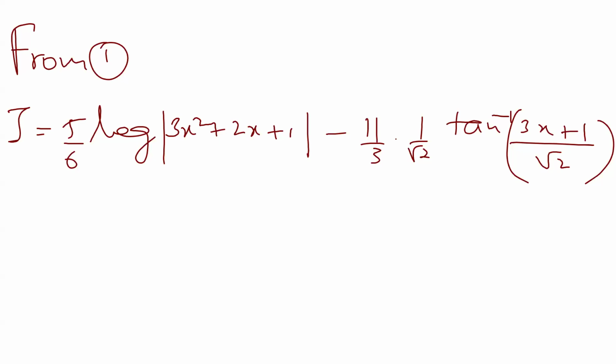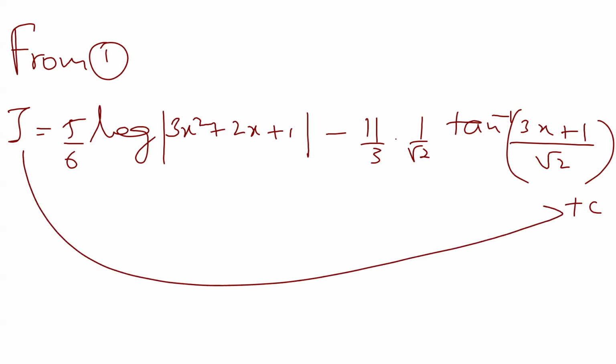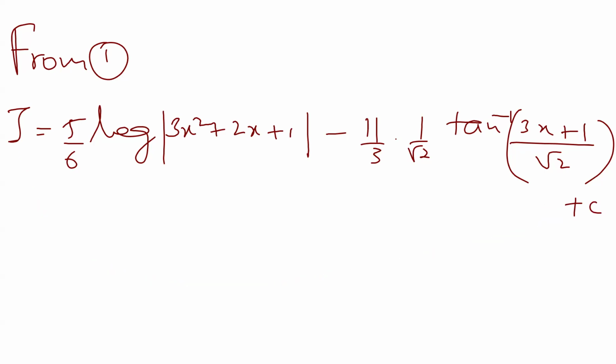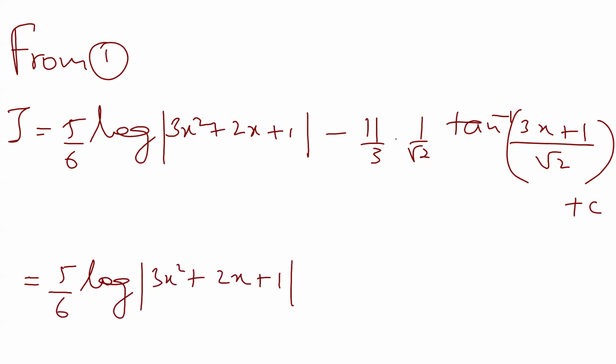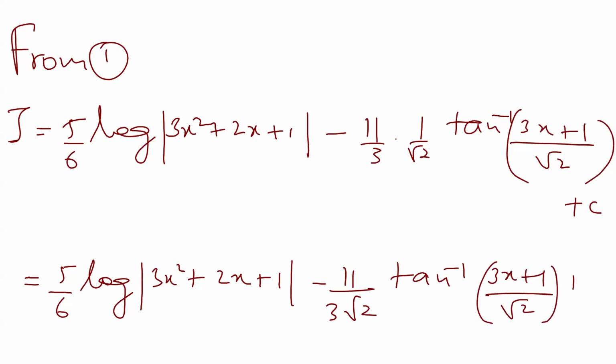So this will be written as plus c, because it is I we will have plus c. If it is I1, write c1. Now the last step: 5 by 6 log mod 3x square plus 2x plus 1 minus 11 upon 3 root 2 tan inverse (3x plus 1) upon root 2 plus c. This is the end of the problem.